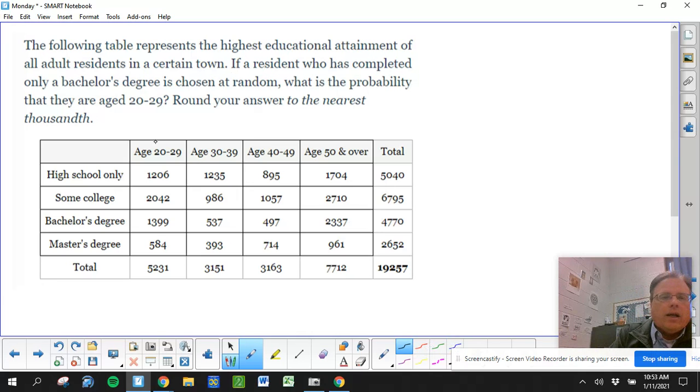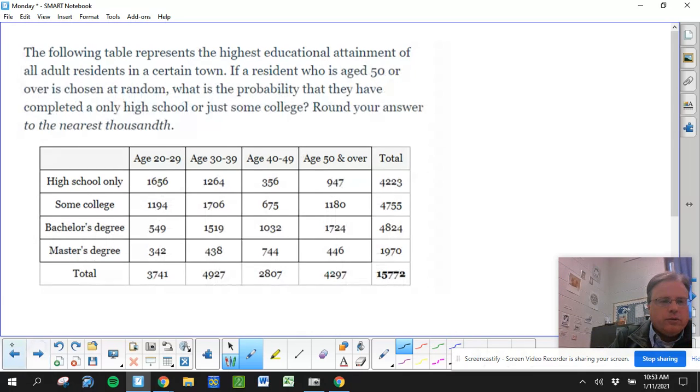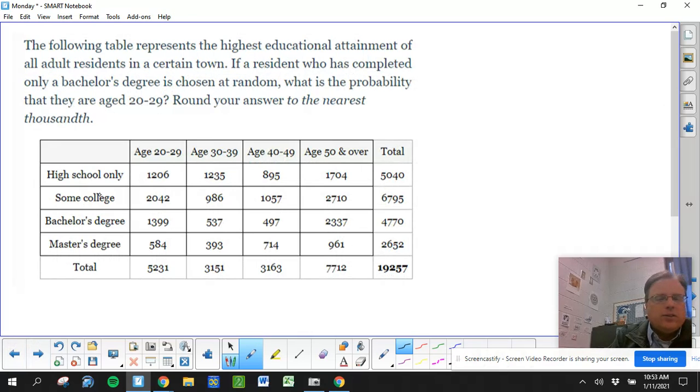All right, so this time we got a table. Hey, it's the same stuff. Yeah, they're all the same things. High school, some college, bachelor's, master's, 20s, 30s, 40s, 50s. Me, I'm in the 50 and over. I turned 50 this year.